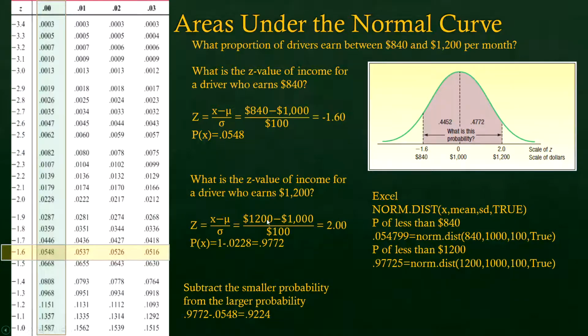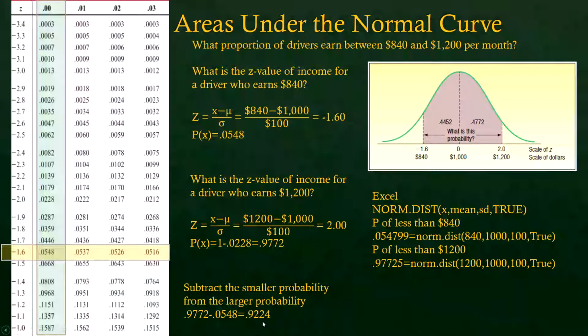And then right over here, what is it for an individual who earns 1200? You do 1200 minus 1000 over 100, which is going to give you a z-value of 2. And if we find a z-value of 2, you come right here and you're like, oh, but that says 0.0228. Why does it say that? Well, once again, this is the probability of it being above a positive z-value. So if you see the 0.0228, in order to find the probability of being below that z-value, you've got to do 1 minus 0.0228, which is 0.9772. And so you subtract the smaller probability from the larger probability, which gives you the probability of being between the two of them of 0.9224.